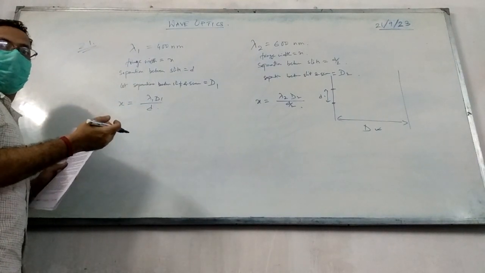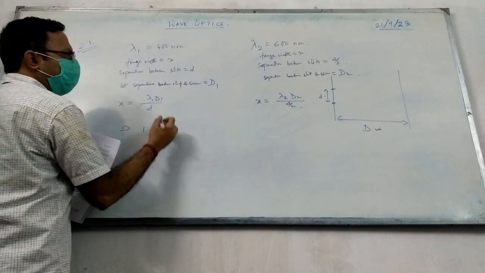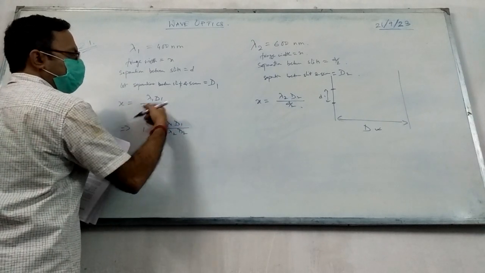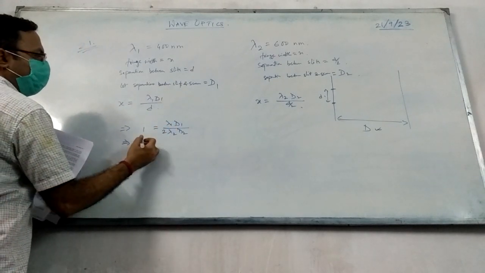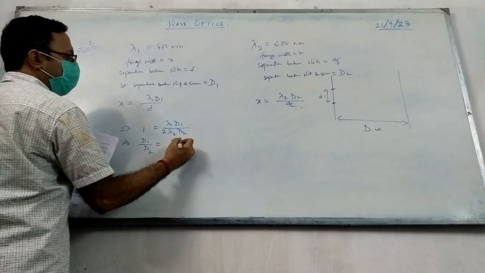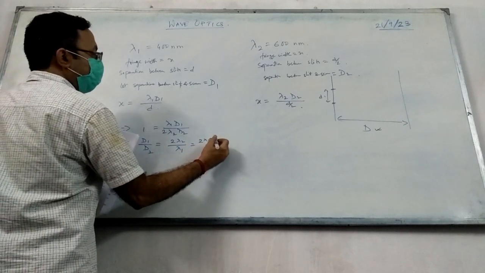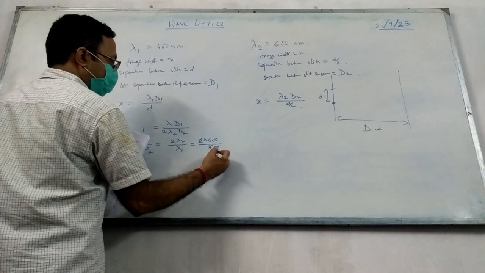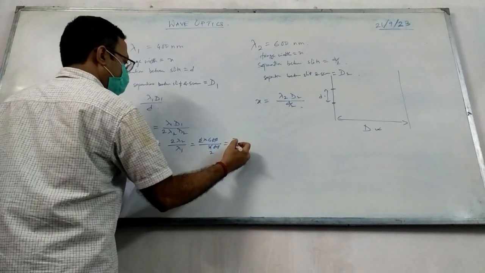बस दोनों को डिवाइड कर देंगे and we'll get the answer. दोनों को डिवाइड कर देंगे तो क्या आ जाएगा? लेफ्ट हैंड साइड में 1, राइट हैंड साइड में lambda 1 d1 by lambda 2 d2, और small d कैंसिल हो जाएगा और यहाँ पर एक 2 आ जाएगा. So d1 by d2 will be 2 lambda 2 by lambda 1. That is 2 into 600 by 400 nanometer. So it will be 3.